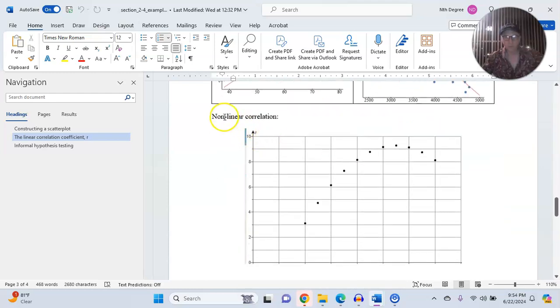Now, just one other thing to be aware of with a nonlinear correlation. A graph like this could have a low value of R because it's nonlinear, even though there's a very strong pattern to it. So just remember that R only measures the strength of the linear correlation, not any other curve.